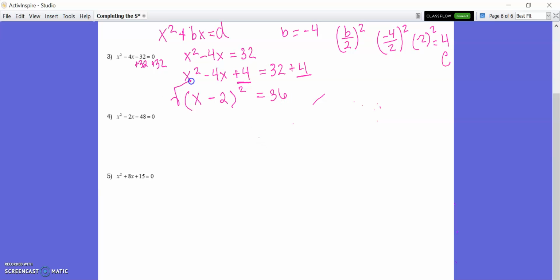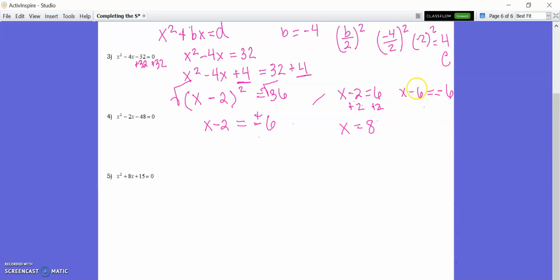From here, we're going to take the square root on both sides. The square root of x minus 2 to the second power is going to be x minus 2. On the other side, I get a plus and a minus 6. Now I go ahead and take it into two little mini math problems. I've got x minus 2 equals positive 6. I also have x minus 2 equals negative 6. I'm going to add 2 to both sides. I get x equals 8.